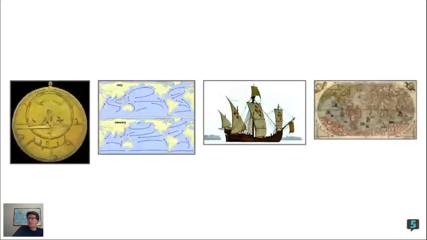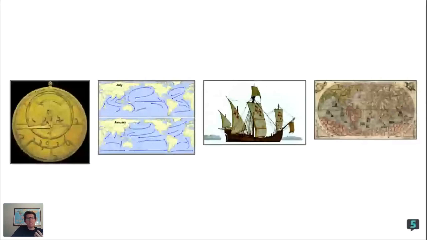Other tools that were used, new astronomical charts, right? Using mathematics and the science of astronomy to better navigate makes it much more efficient. The more efficient travel is, the more you can trade. The use of mapping winds, which, we think, well, you want to map out land.